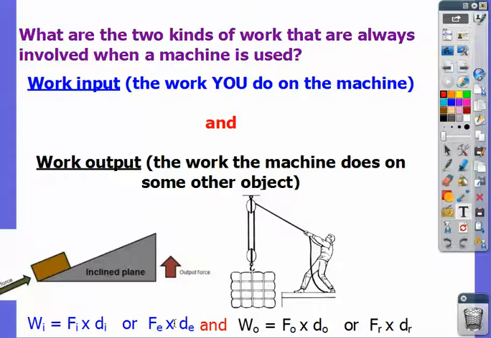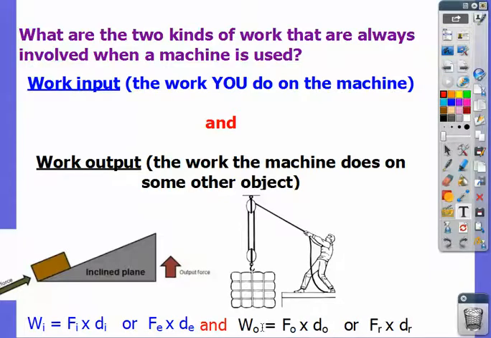And then there's the work that the machine does, and this is our output work, and it's our force output times our distance output, or our resistance force times our resistance distance. So these are ways that we can calculate these two different types of work. Now, in an ideal world, the amount of work that you do, your input work, would be exactly the same as the amount of work that comes out from a machine.